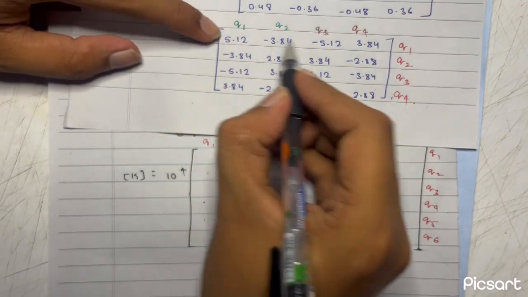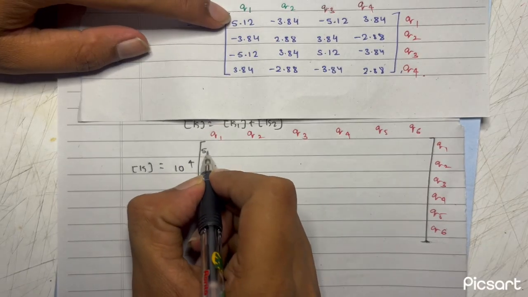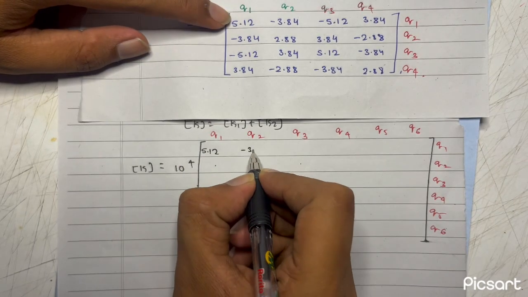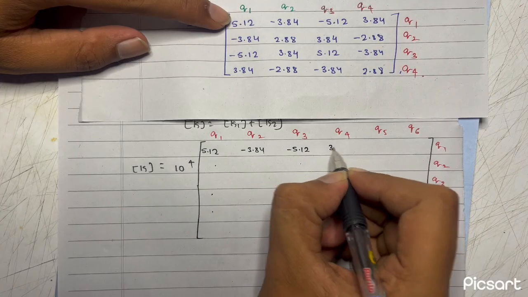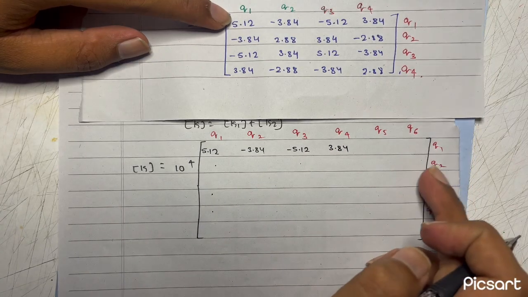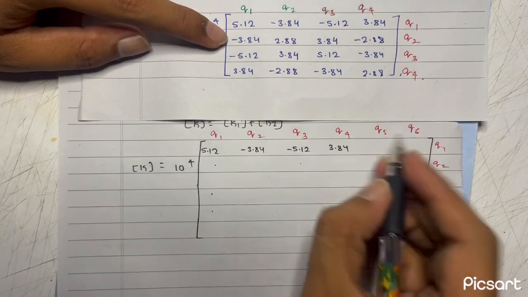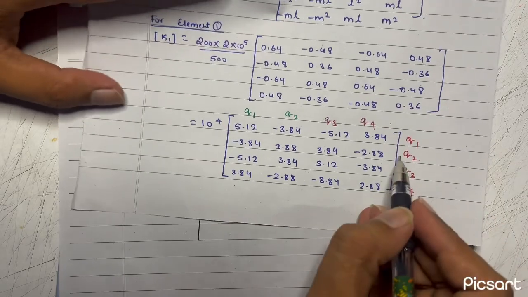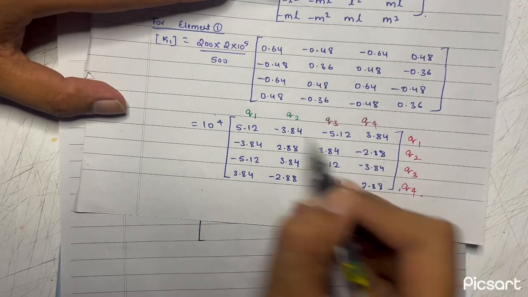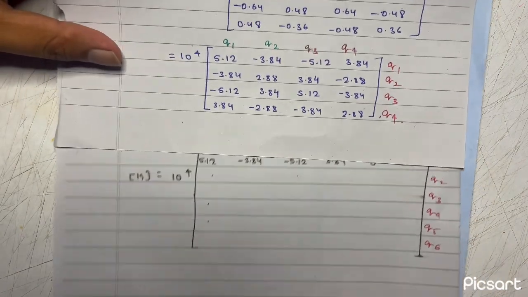Here in this first row, that is Q1 row, first is 5.12, second one is -3.84, -5.12, 3.84. Q2 second row, here we don't have any values. In Q1 row we don't have anything, so 0, 0. Okay, now Q2 row, Q1 column, Q2 column, Q3 column, Q4 column.